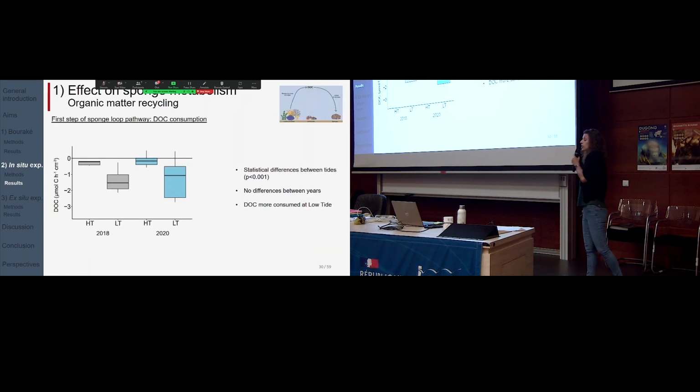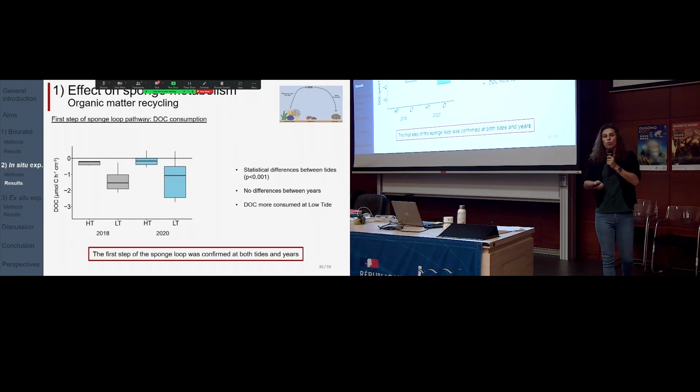But the most important result is that the capacity to consume dissolved organic carbon, the first step of the sponge loop, was confirmed during both 2018 and 2020, and during both high tide and low tide, with more consumption during the low tide. So the first step of the sponge loop was not affected by the tides.